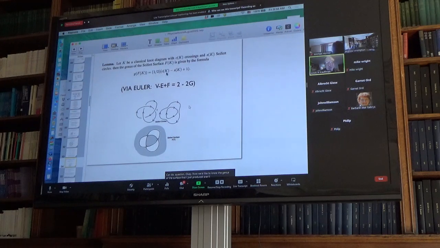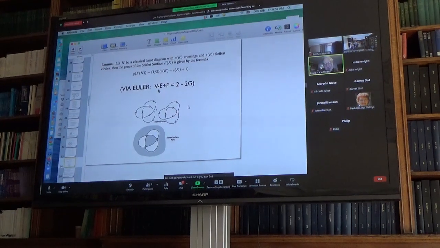Now, we'd like to know the genus of the surface that I just produced. And I'm telling you that twice the genus of that surface is equal to the number of crossings minus the number of these Seifert circles plus 1. And this number, crossings minus Seifert circles plus 1, is going to come up in trying to think about reconnecting anyway. So I'm just asking you to memorize this and notice what happened here. I'm not going to derive it, but you can find the genus by using Euler's formula for the genus in terms of vertices and edges and faces.